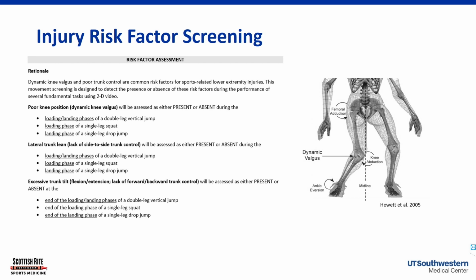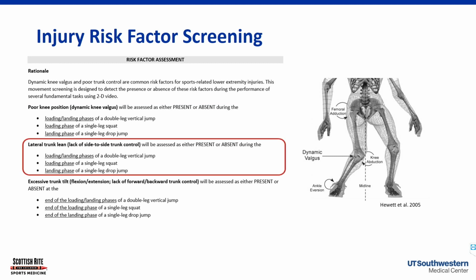So from these videos, we go through and score these risk factors as either present or absent at all of these tasks. The first risk factor is poor knee position. So based on the definition we've developed of what that is, we will look at the videos for each task and score it as either present or absent during different phases of interest.